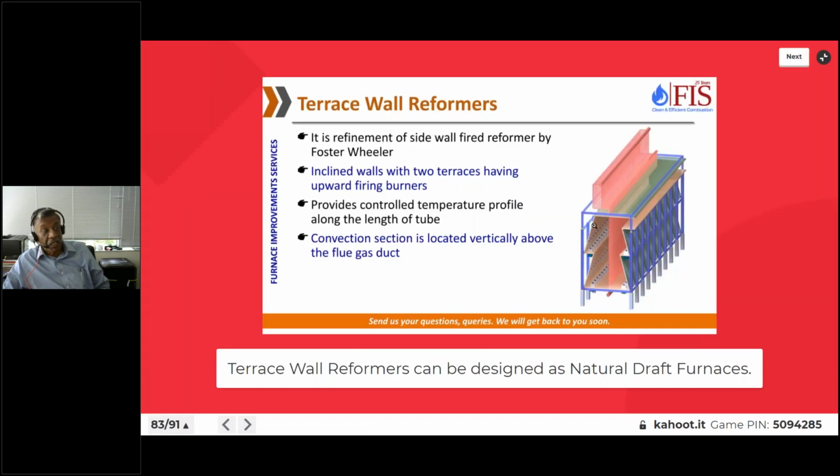Terrace wall is another design which was pioneered by Foster Wheeler, and it basically has terraces. Each terrace is about 10 to 12 feet. So we can have 2 terraces or we can have 3 terraces. Most of the reformers have 2 or 3 terraces, and that's where the burners are installed over here. And there you can see over here, the burners are firing along the refractory.